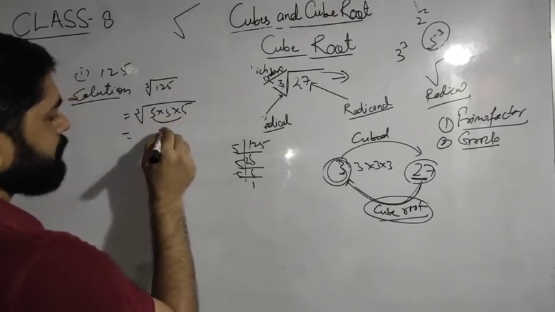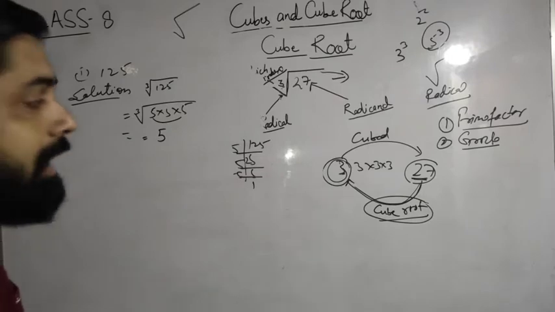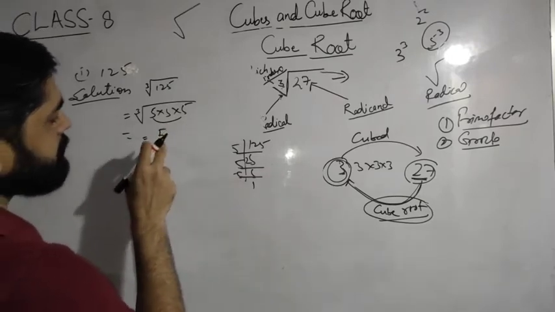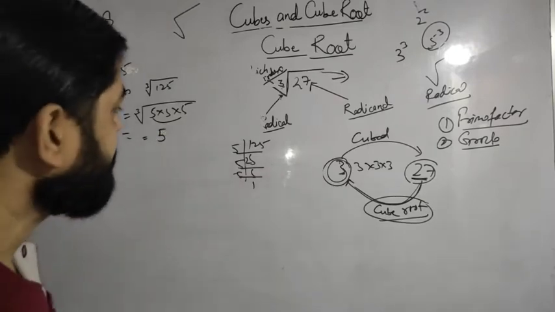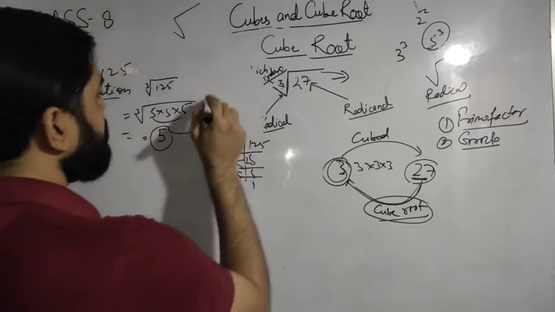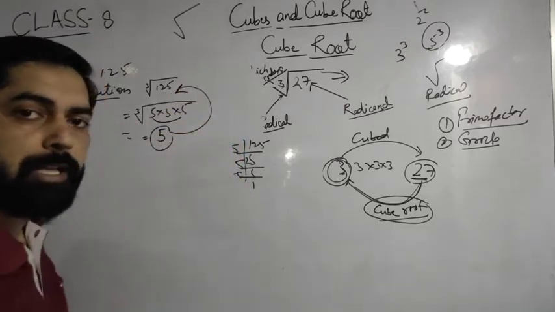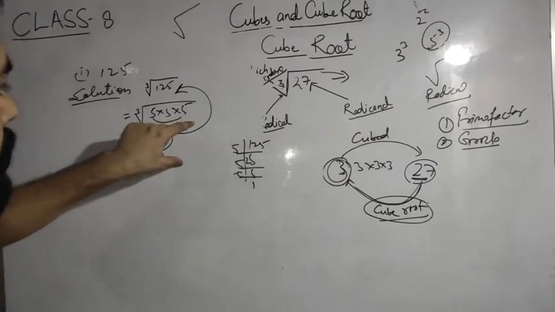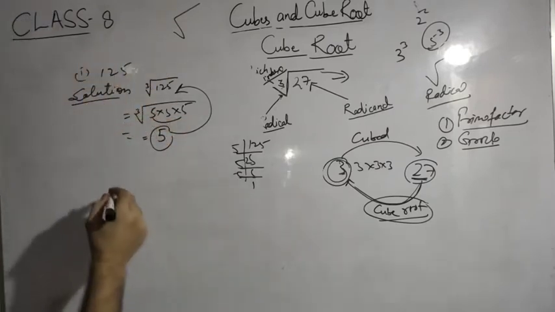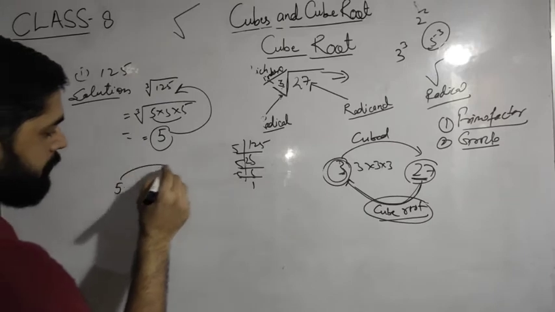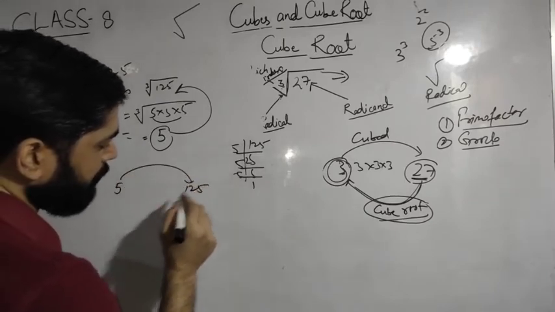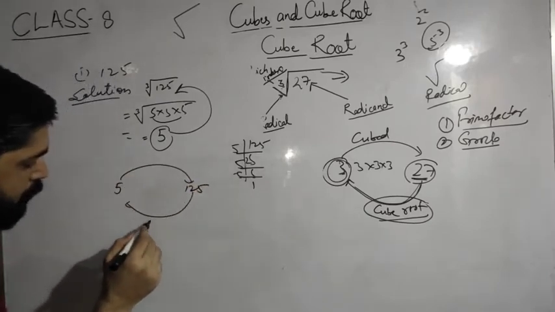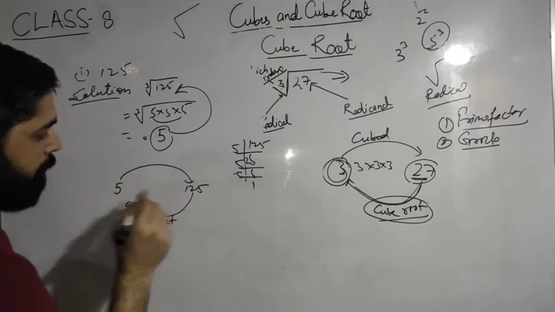Then take the number out of the radical. So what is the number here? 5. This 5 is the cube root of 125, or you can say 5 cubed. What is 5 cubed? 125. And what is the cube root of 125? It will be 5.